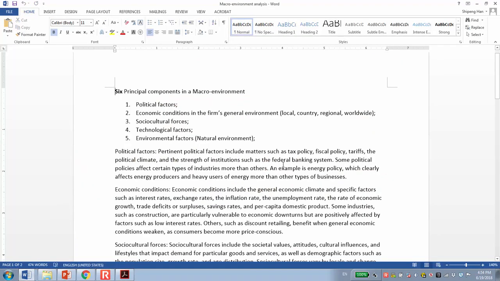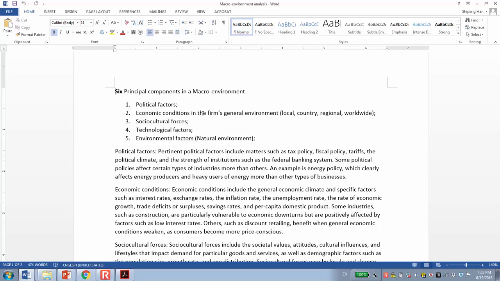Here are the major macro environmental factors you should consider: the political factors and economic conditions. The economic condition is not only the whole world, but also the regional, country, and local level. So if you study a firm which operates just locally, you usually focus on the local economic condition. Probably the worldwide economic condition will not affect the local firm.